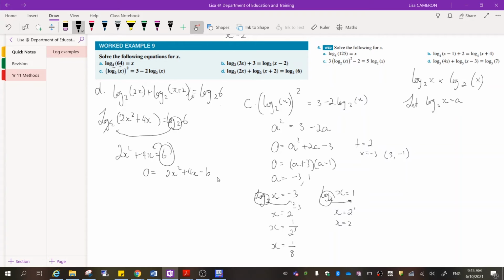Now, I can see that they're all even terms, and I don't really want to go through the whole thing of what happens if the term in front of x squared is not 1. So I'm going to divide all of these by 2. So this divided by 2 will give me x squared, plus this divided by 2 will give me 2x, plus this divided by 2 will give me negative 3. So now I'm looking for two factors that will add to give me 2 and multiply to give me negative 3. So that, of course, is going to be 3 and negative 1.